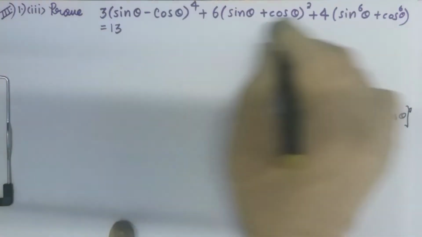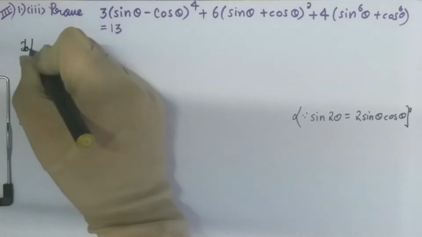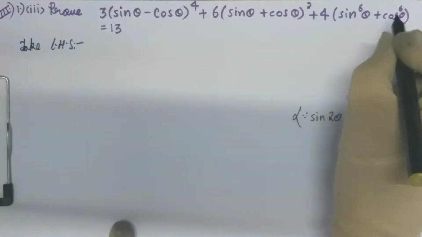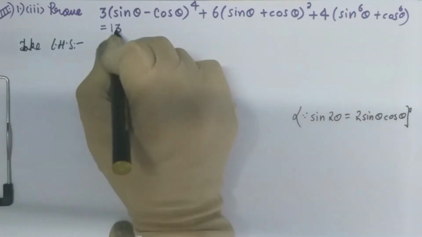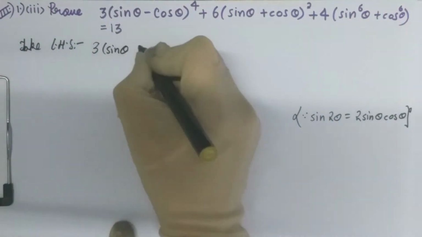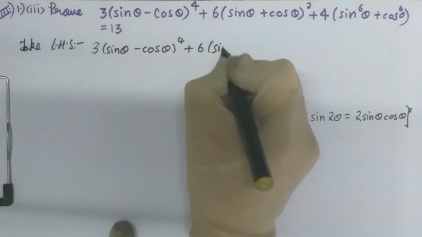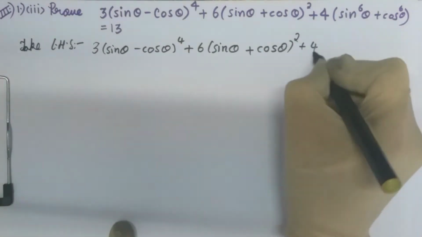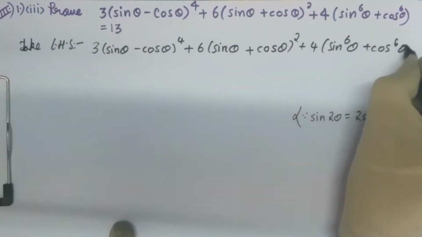We should take the LHS, that is 3(sin θ − cos θ)^4 + 6(sin θ + cos θ)^2 + 4(sin^6 θ + cos^6 θ), and the final answer which you should get is RHS, that is 13. So LHS is 3(sin θ − cos θ)^4 + 6(sin θ + cos θ)^2 + 4(sin^6 θ + cos^6 θ).